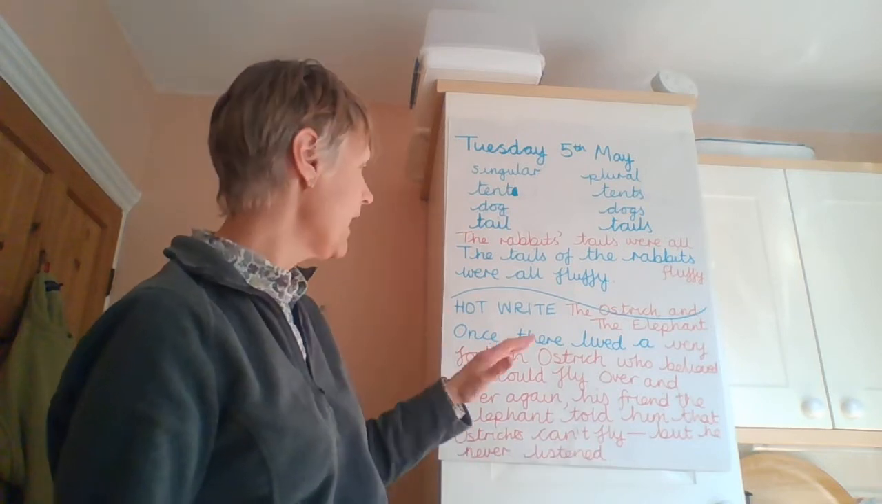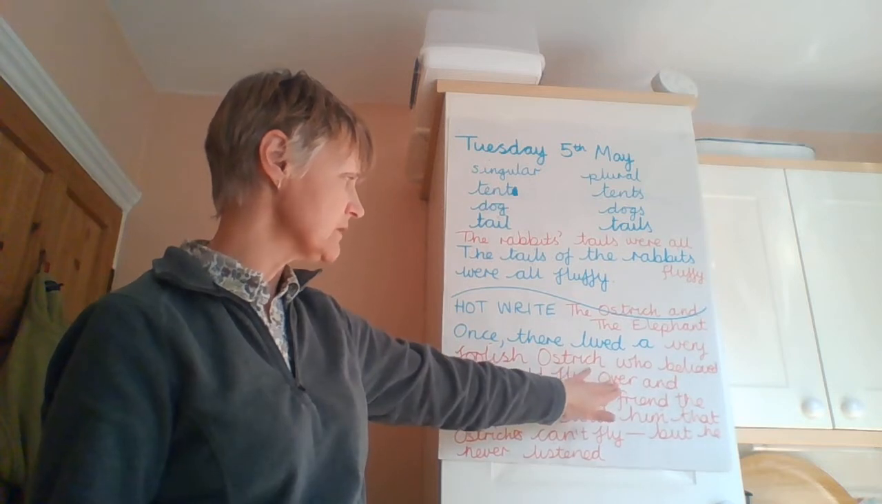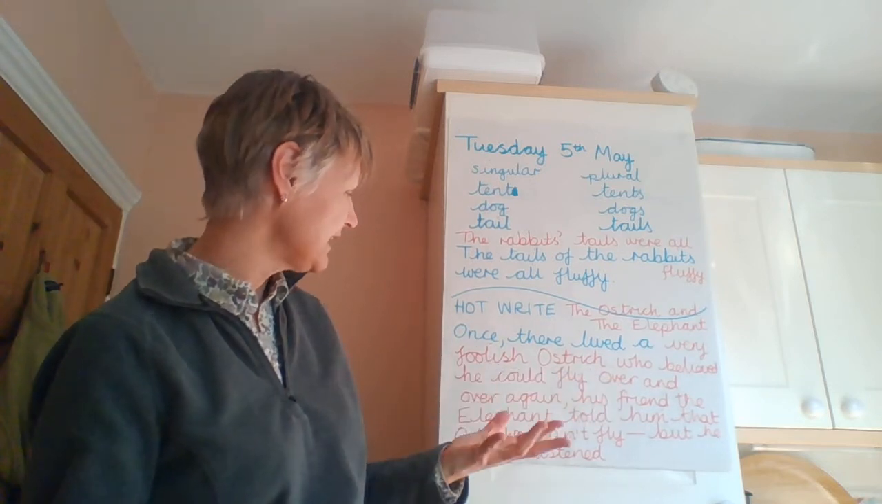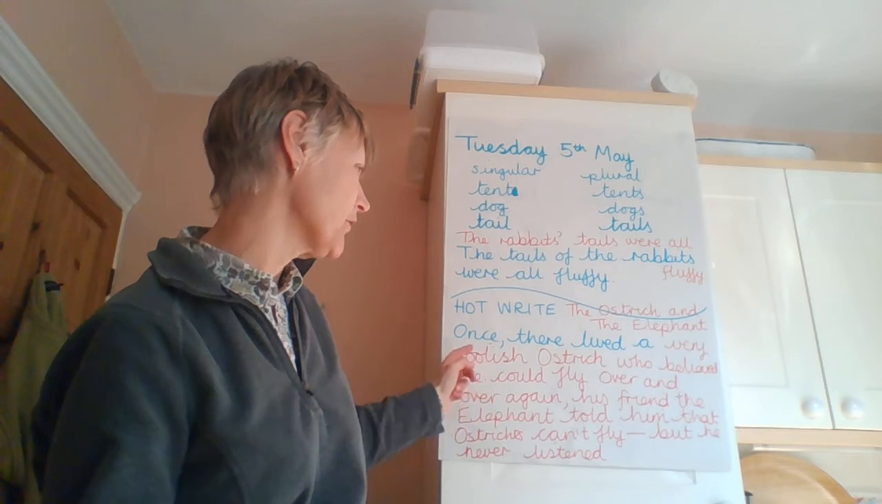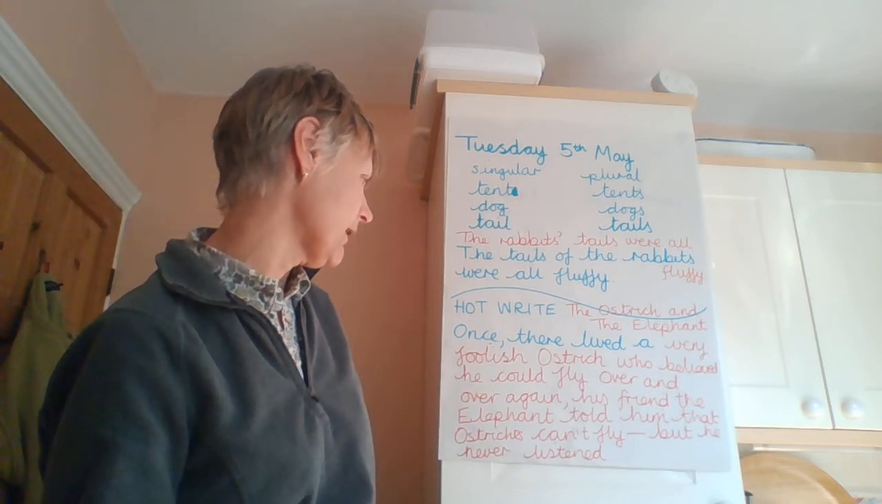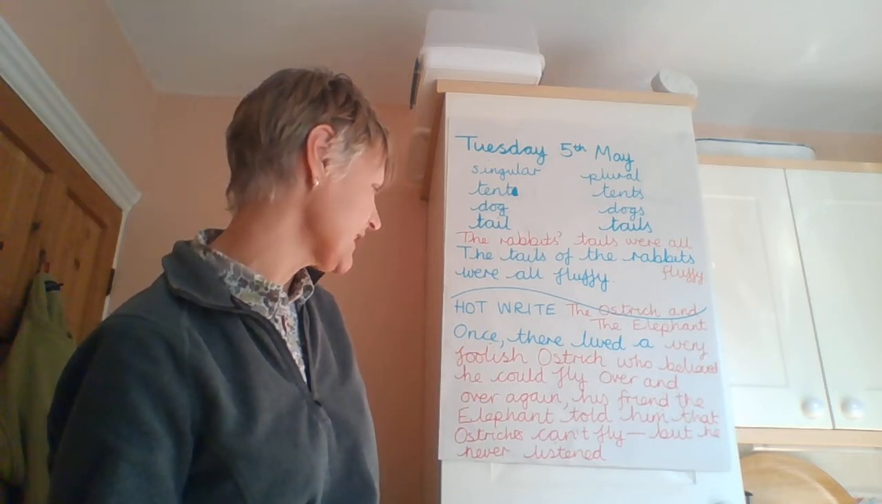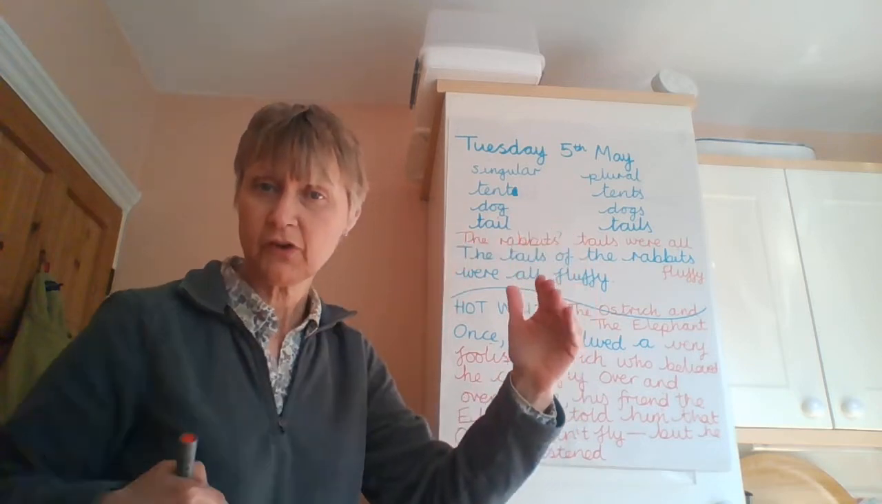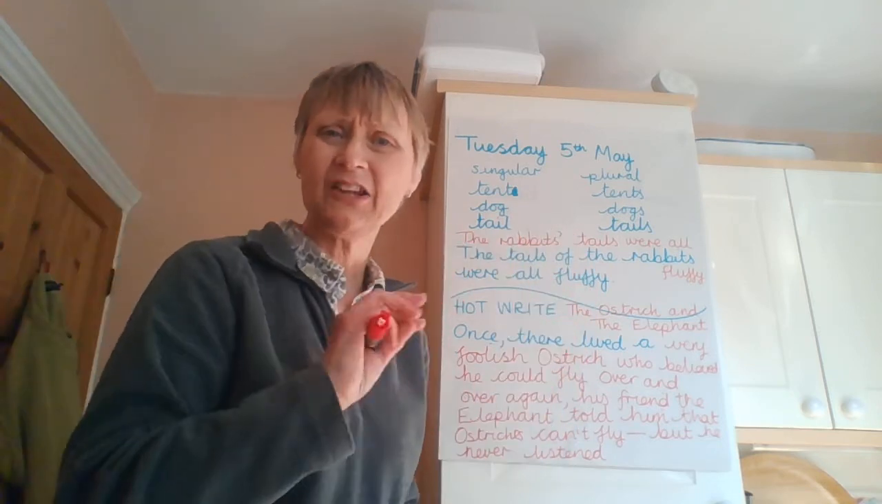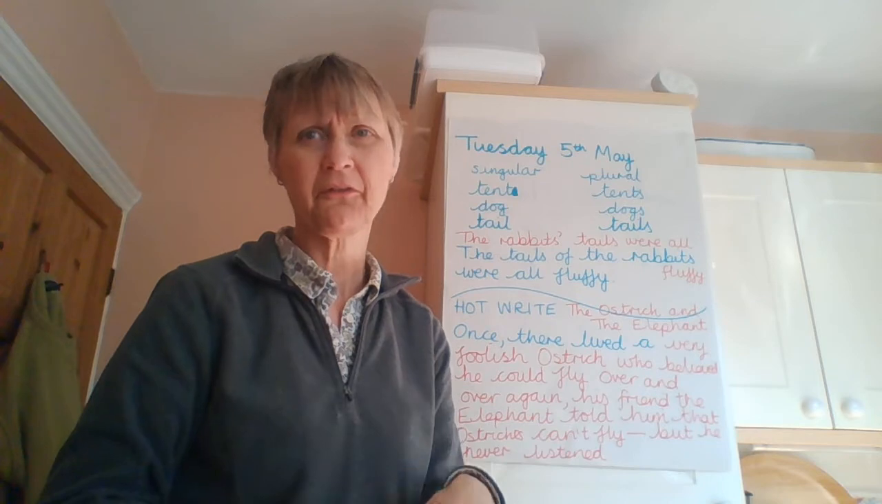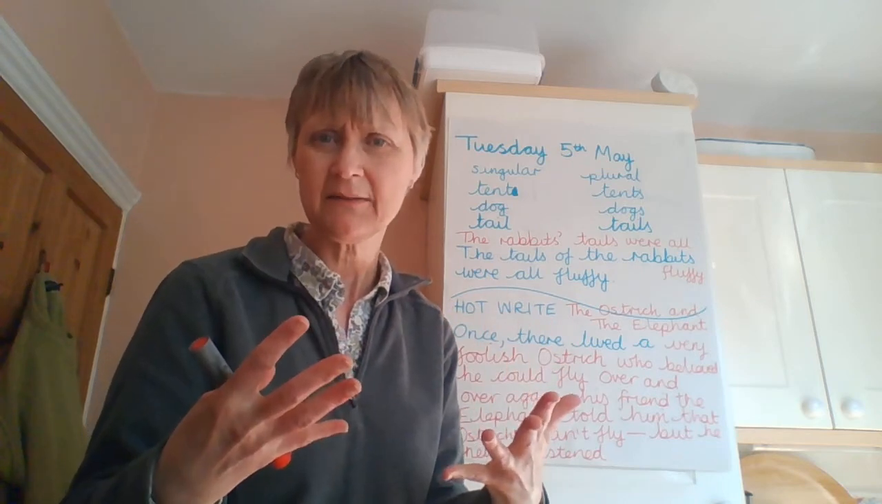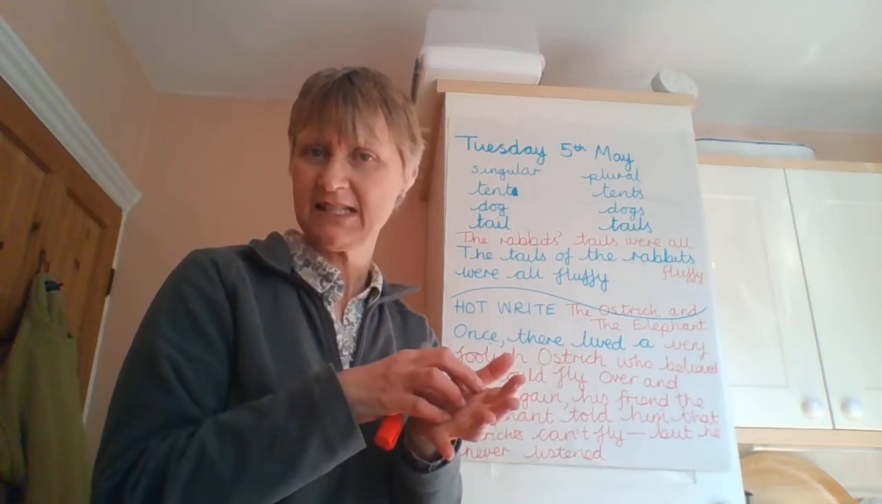So what have I got in there? I've got two fronted adverbials. Have I got enough good vocabulary? I've got foolish. It's not great, is it? So once I've written my story, I need to go back and check to see whether my words are good enough and whether I can add some things in. So we start our editing.